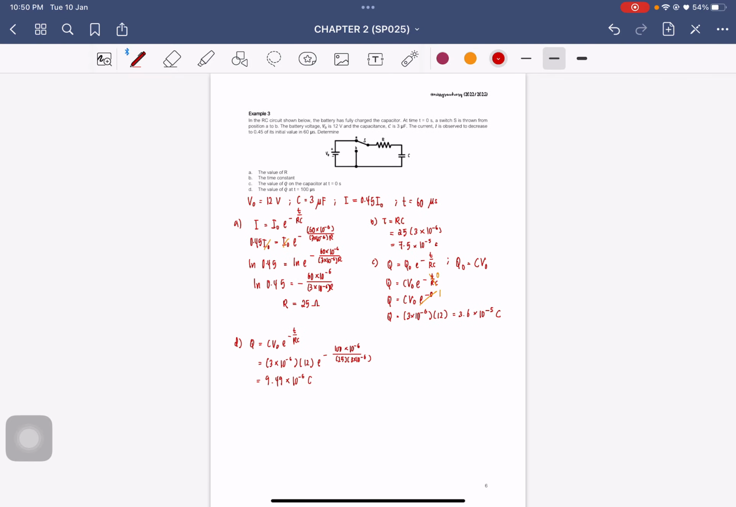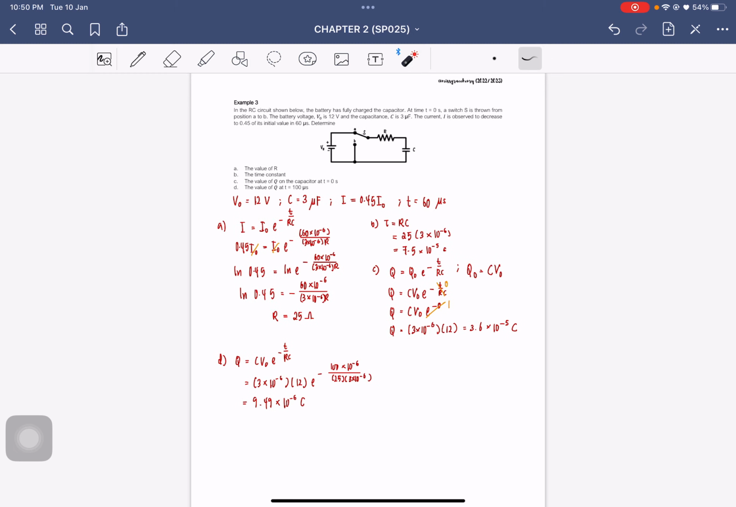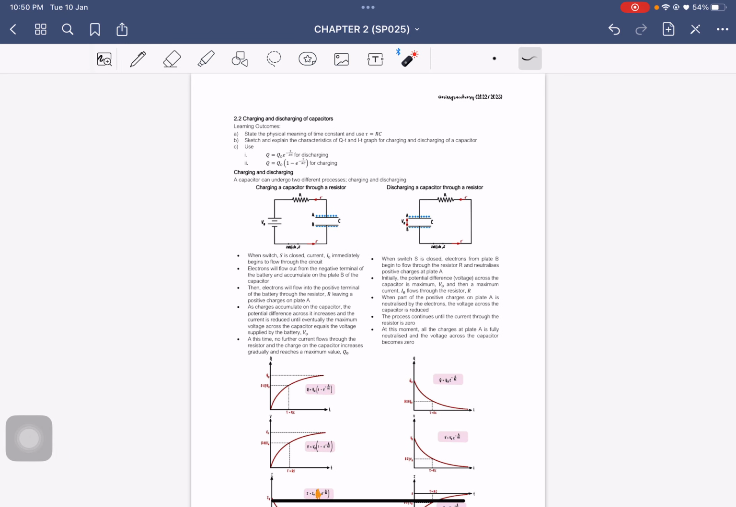Okay, so this is the solution for example number 3, where we apply some of the equations for discharging lah. But for charging process, it's basically just the same steps, just use different equations lah. Okay. Yeah, so this is for subtopic number 2.